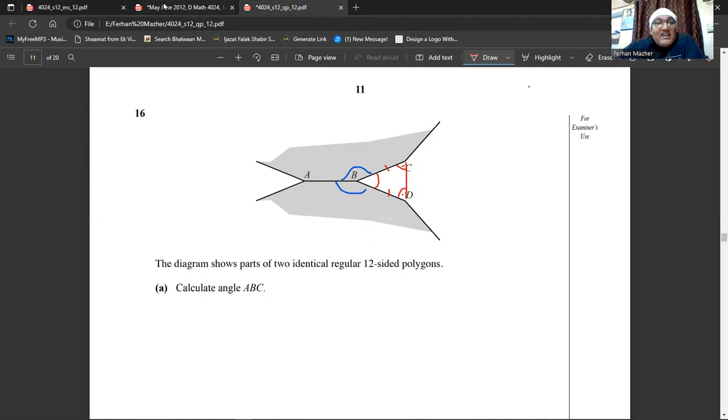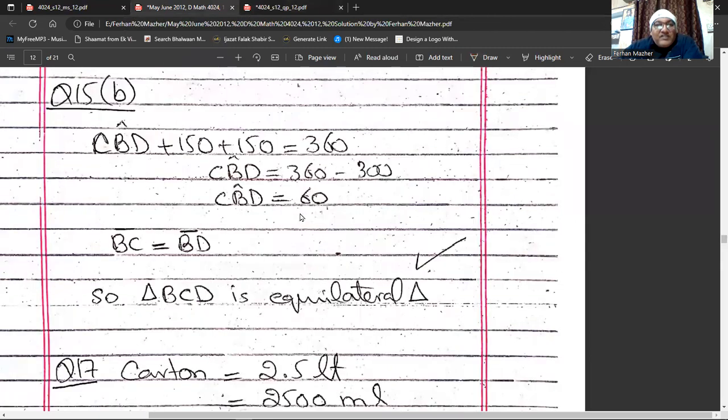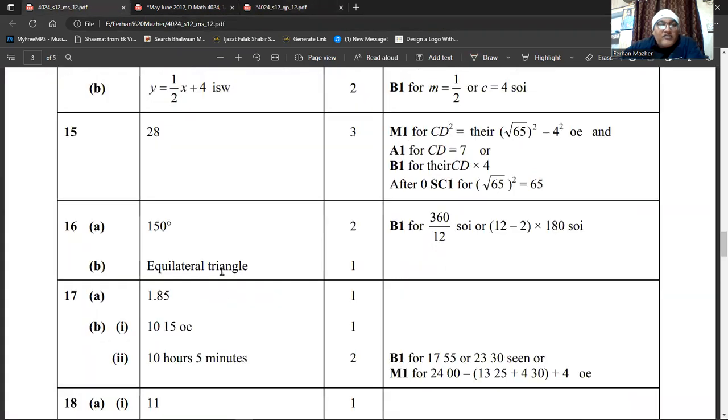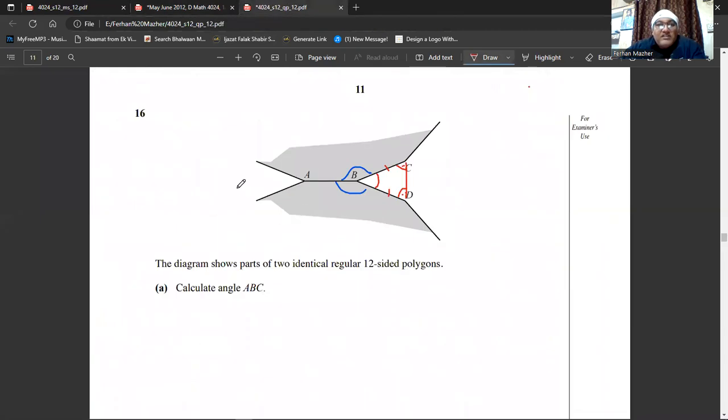So it's an equilateral triangle. So the diagram which will fit there is the equilateral triangle. I hope you have understood a little bit.